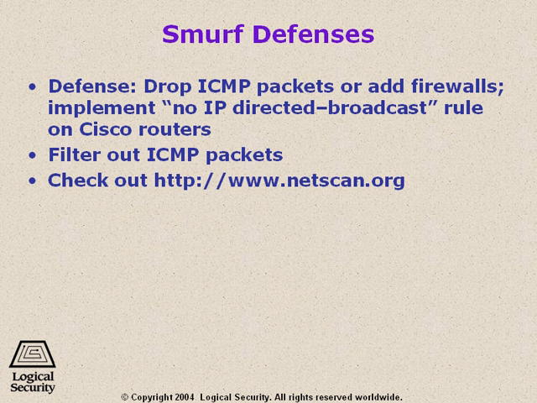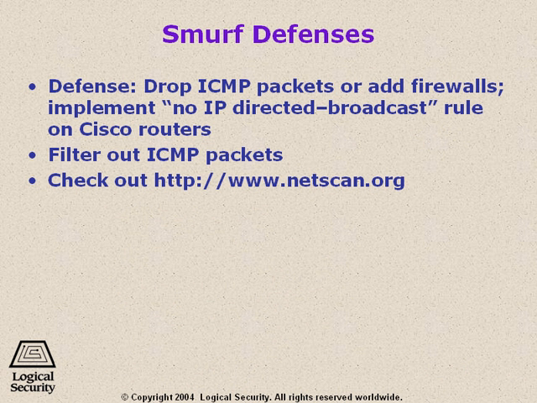So, defenses against Smurf. Well, you can drop ICMP packets, that's one, or add some kind of access control device or firewall. You can implement the no IP directed broadcast rule on a Cisco router. Many other routers have similar commands, but since Cisco is quite ubiquitous, we've included one here.